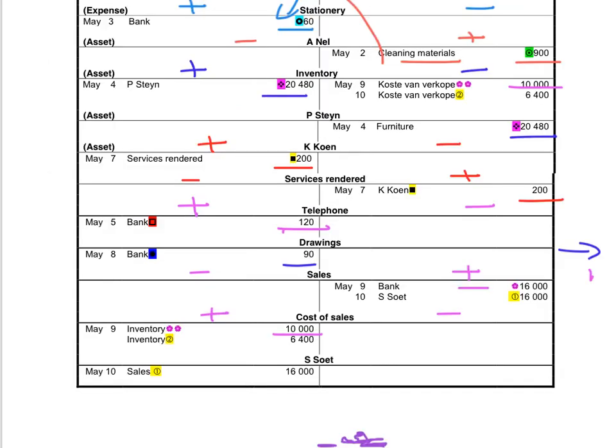My first double entry in the ledger will be for the sales price. Sut owes us 16,000, so we will debit Sut because he's a debtor. If he owes us money, debtors and assets increase on the debit side and decrease on the credit side. We will increase our sales income on the credit side to complete that double entry. Then we will do an entry for the cost of sales. So I will show that the inventory decreases with 6,400, and I will debit my cost of sales account to complete the double entry.